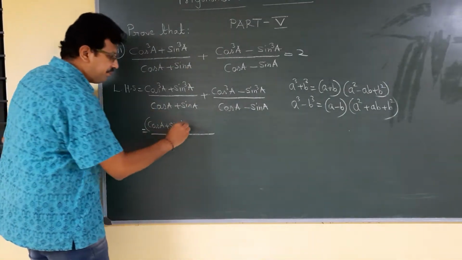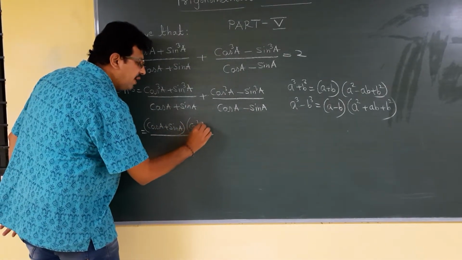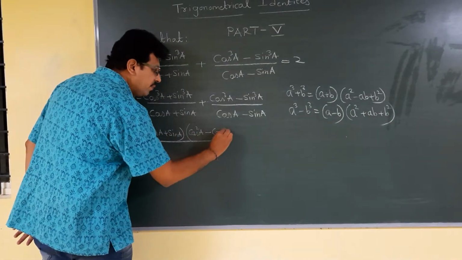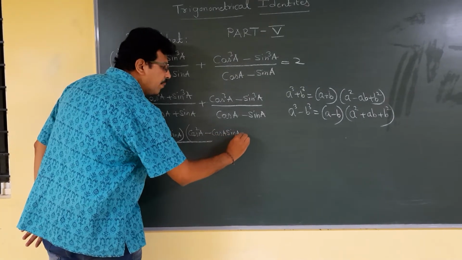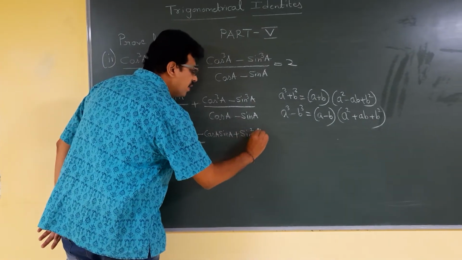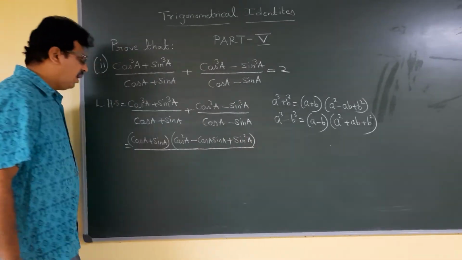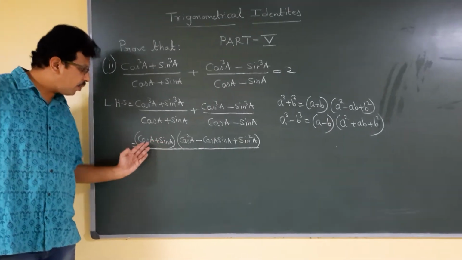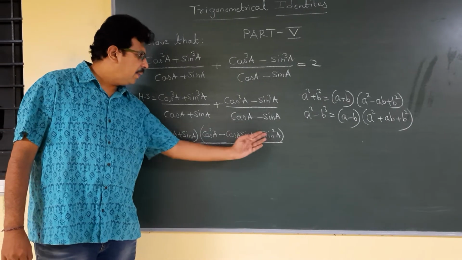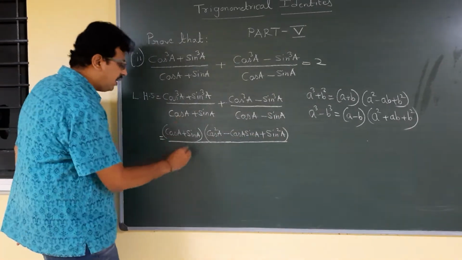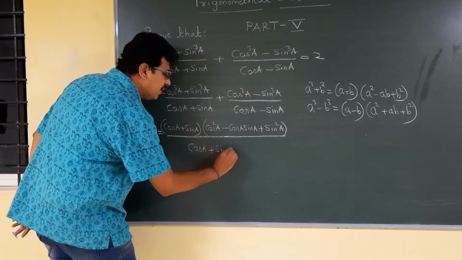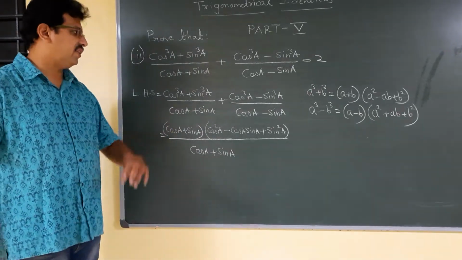And a square is cos square A, minus ab, minus ab means cos A into sin A, plus b square. b square means sin square A. So this is very important, because you need to be very clear. a plus b means cos A plus sin A, a square means cos square A, minus ab means cos A into sin A, plus b square means sin square A, divided by cos A plus sin A. So this denominator we are going to write as it is.